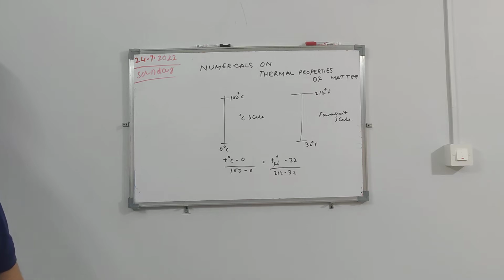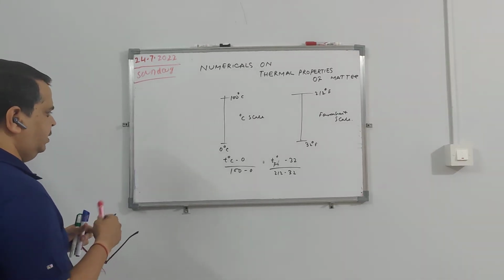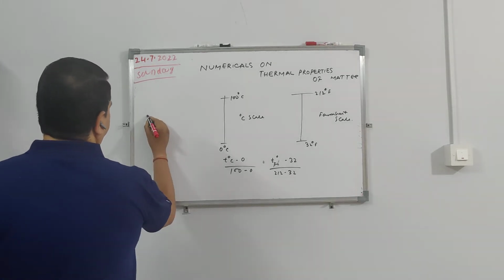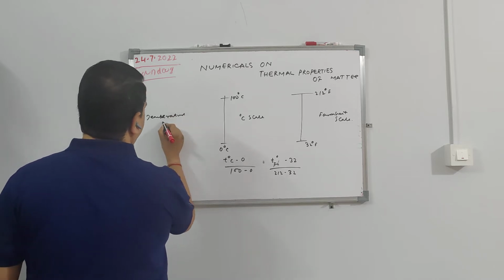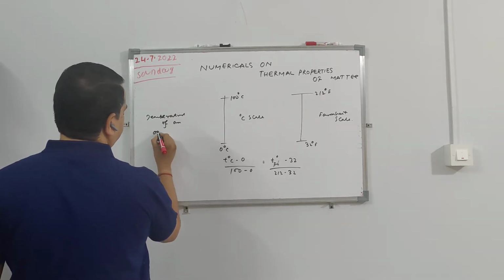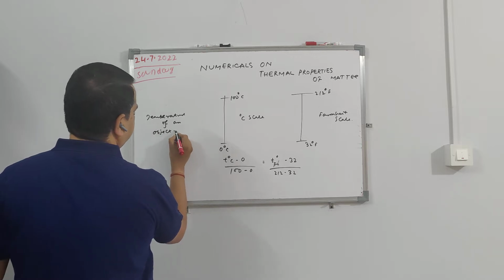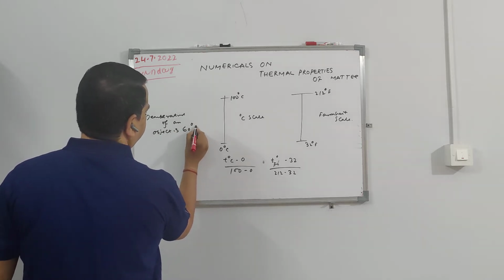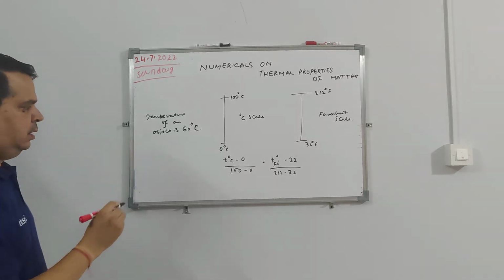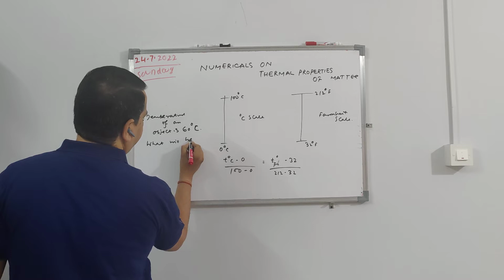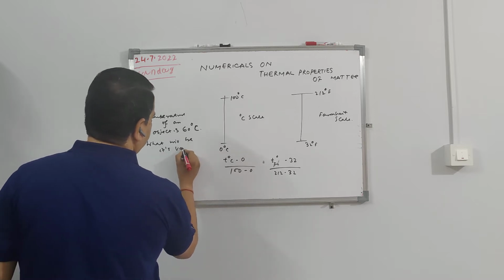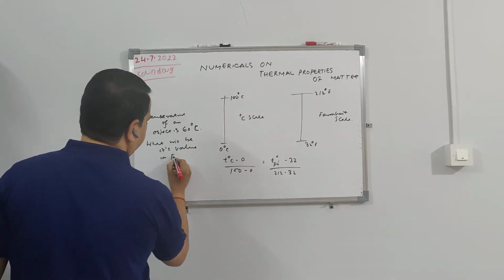Okay. So the temperature of an object is 60 degrees centigrade. What will be its value in Fahrenheit scale? Okay, so it is given that the temperature of an object is 60 degree centigrade.